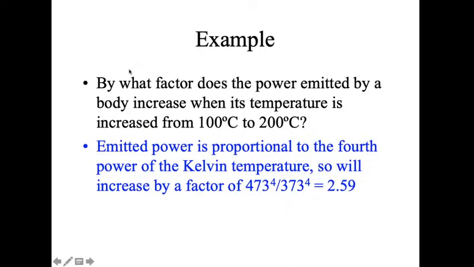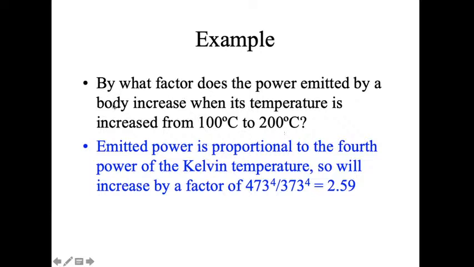So let's do an example with this formula. This one's kind of weird. IB likes these types of proportionality questions. We've got to be ready for these on the papers because they always come up. By what factor does the power emitted by a body, assume a black body, increase when its temperature is increased from 100 degrees Celsius to 200 degrees Celsius?